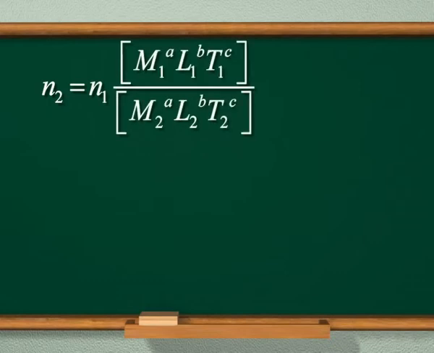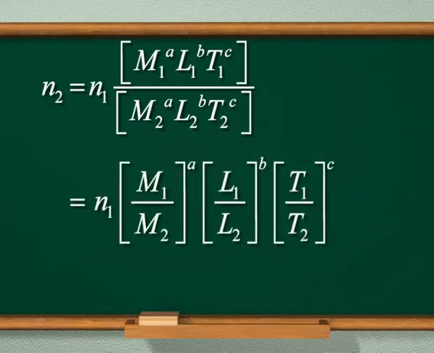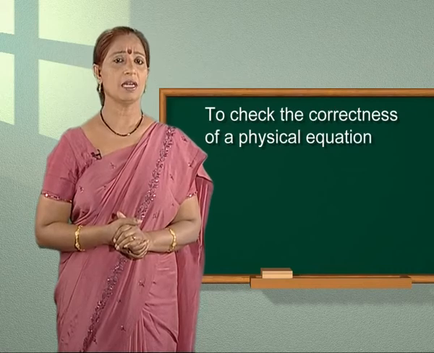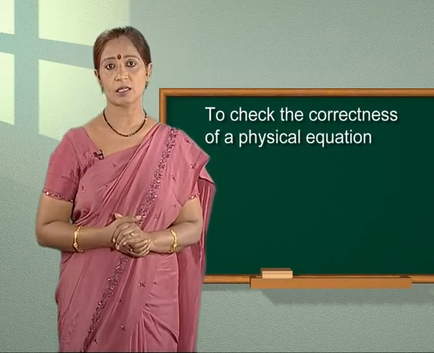This shows that N2 is equal to N1 into M1^a, L1^b and T1^c upon M2^a, L2^b and T2^c. This is the formula used to convert a quantity from one system of units to another. In case only one unit of the quantity in the first system is involved, we can put N1 equal to 1 in the equation. May we now convert 1 joule into ergs?